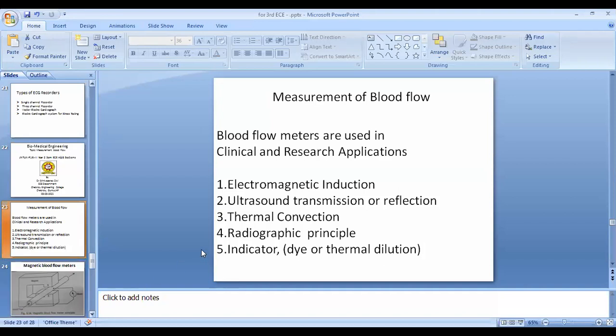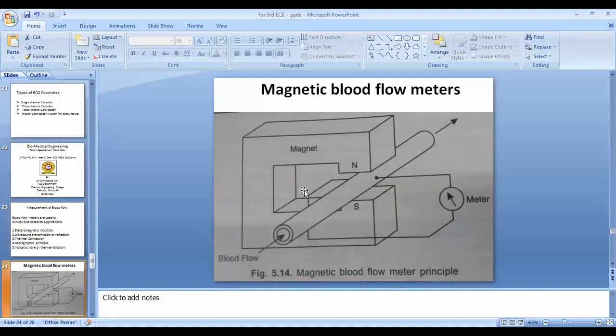Coming to the first one, the electromagnetic induction principle based blood flow meter, the electromagnetic blood flow meter. Before going to the block diagram of the magnetic blood flow meter, first of all we have to know the principle of the magnetic blood flow meter. It is based on the electromagnetic induction principle.